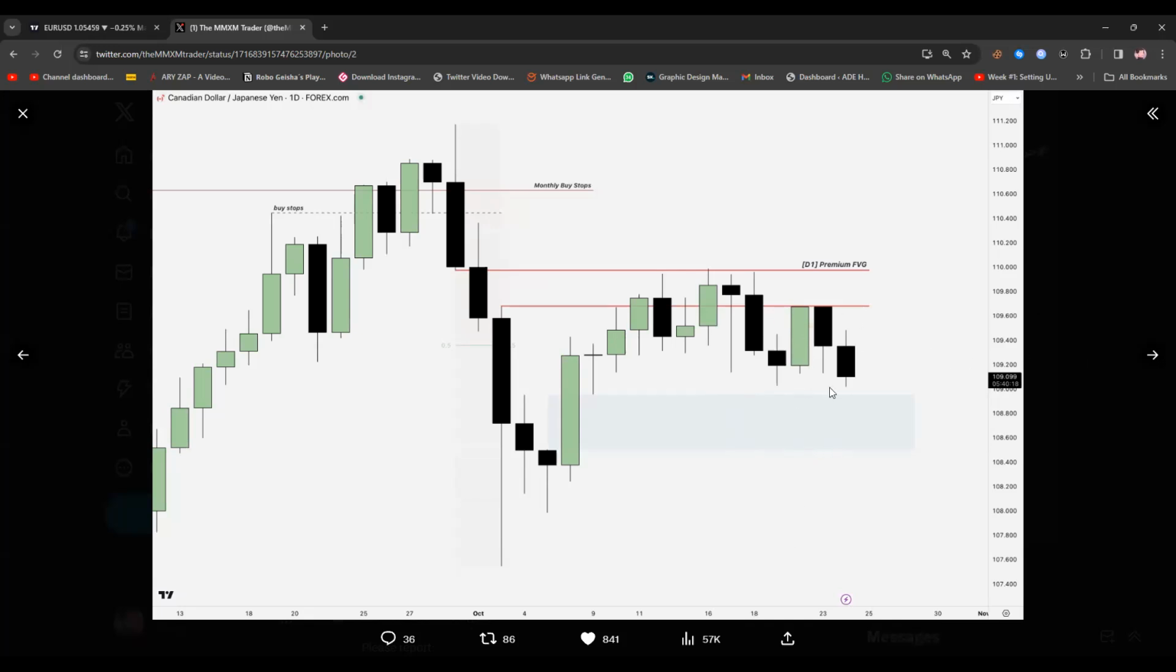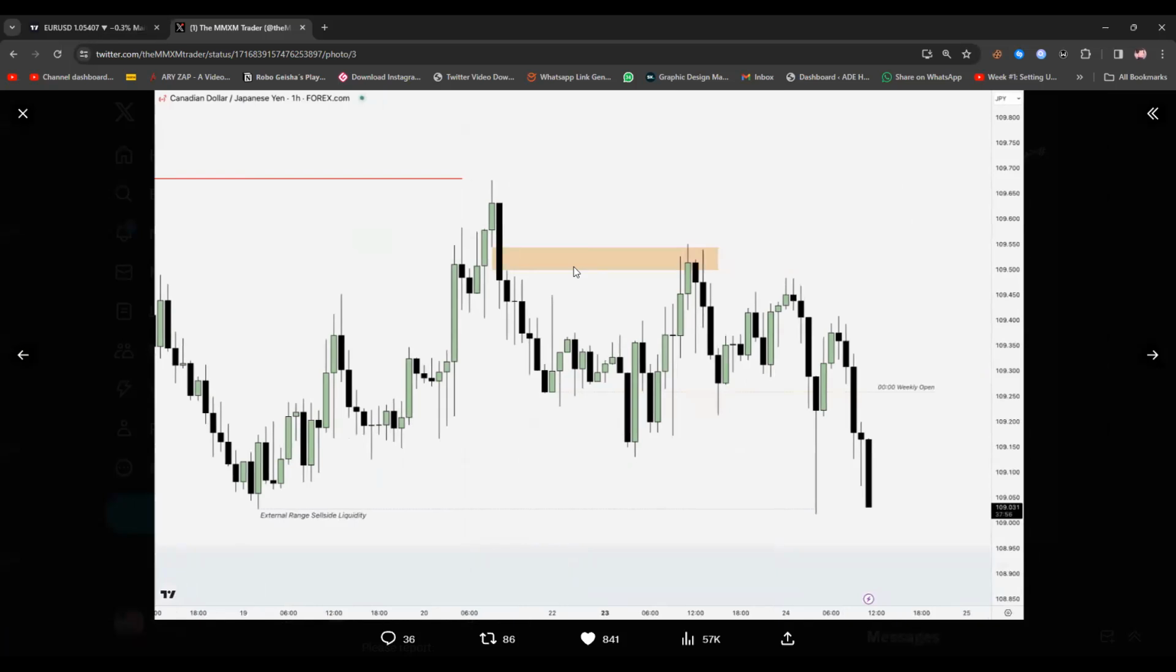Bias is we are going down. That's exactly what he is trying to say. So it's in premium right here at the fair value gap. Then price taps that fair value gap right here. There's a break of structure, a run on a short-term high. Now he anticipates that this market structure shift is going to hold.